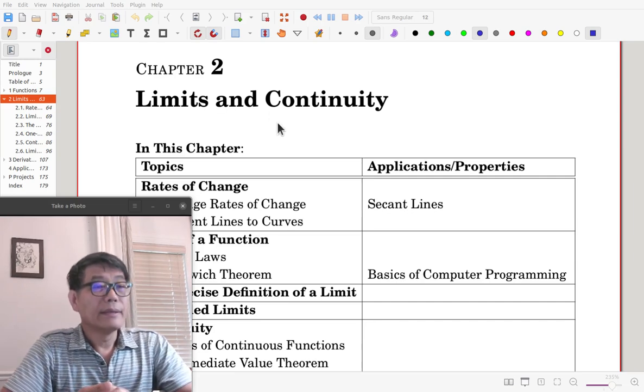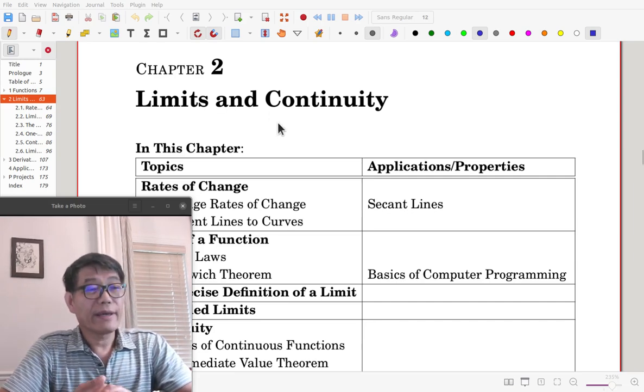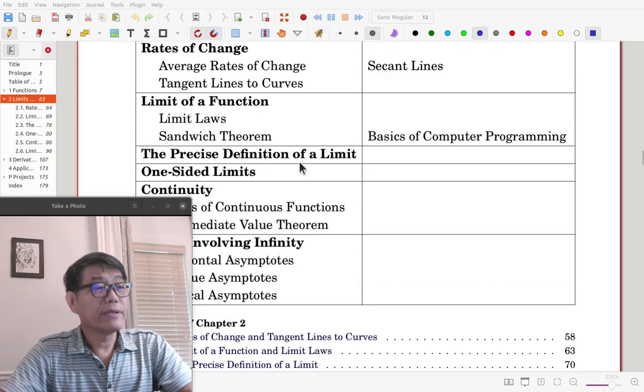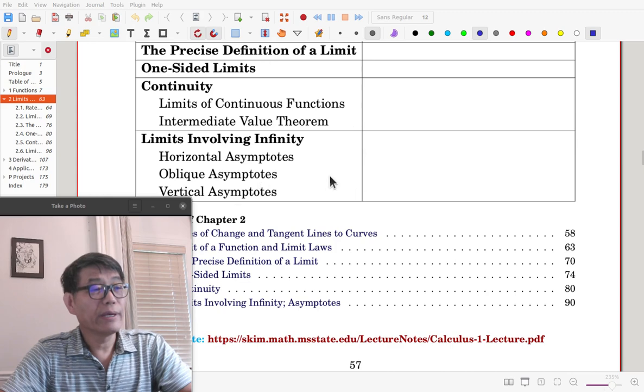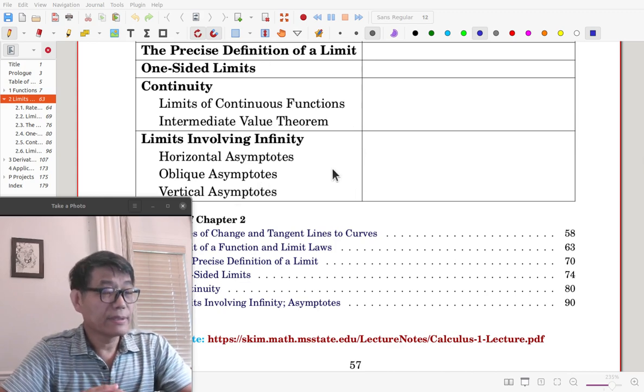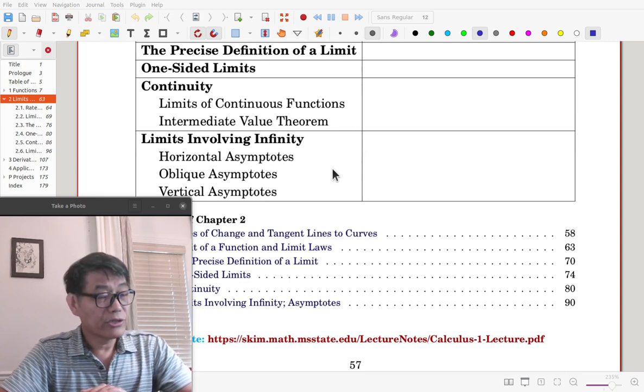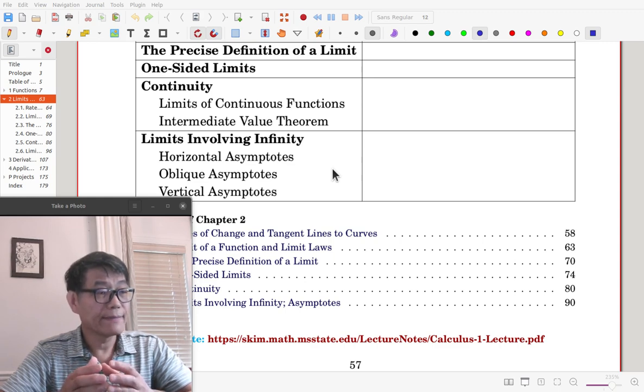Hi. Now chapter 2, limits and continuity. In this chapter, we'll study rates of change, limit of a function, and continuity and asymptotes. The major subject is limit. In a nutshell, the limit is about checking the behavior of a function around a certain point.